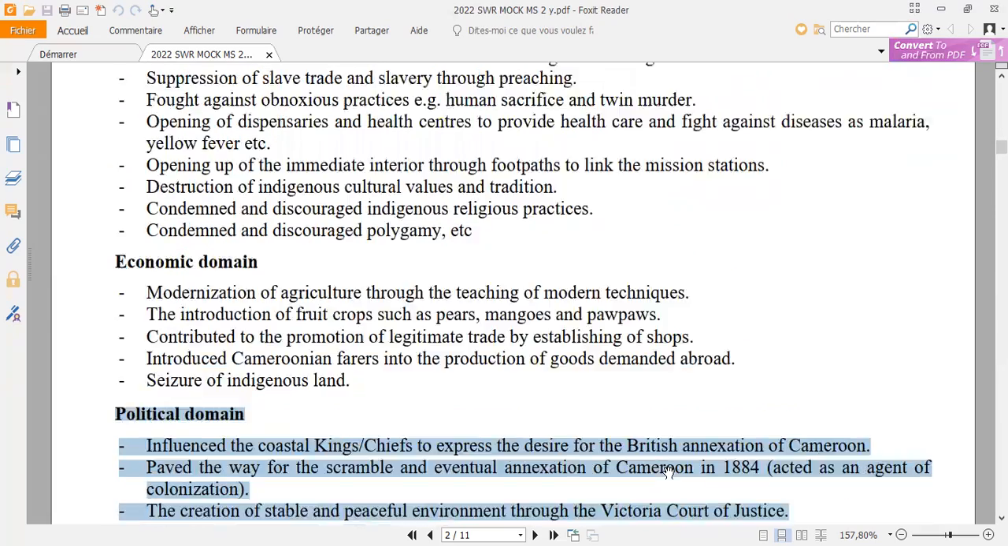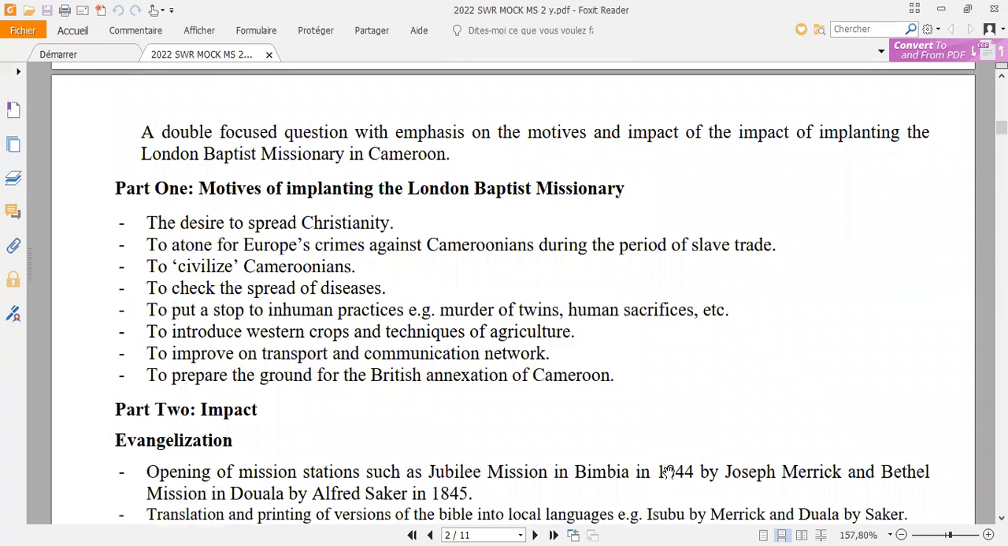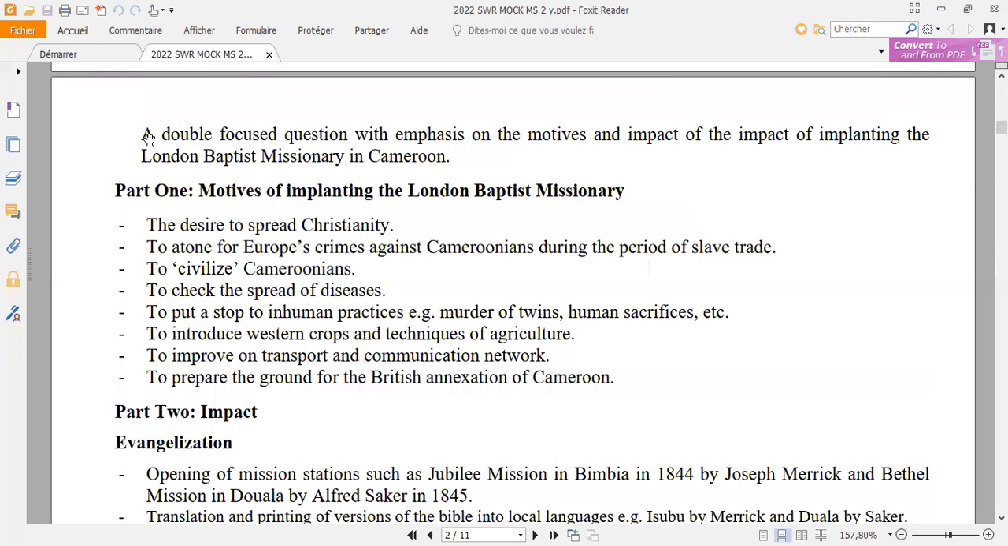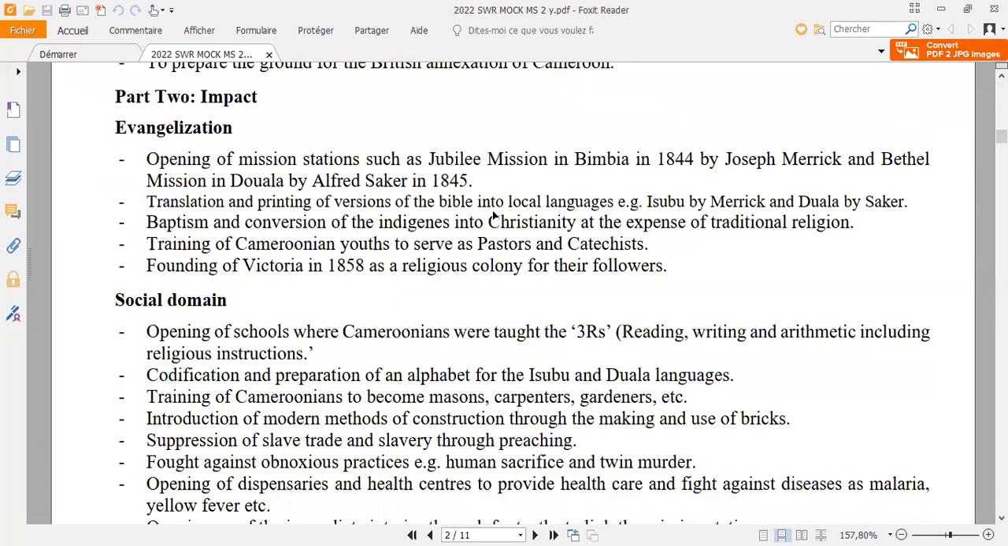Good. This, right, were the reasons for the first part, why the London Baptist Missionary came to Cameroon. Take note, this is the introduction again here. They say it's a two-sided question: focus on the first part, the reasons why the London Baptist Missionary came to Cameroon, and the second part, the consequences of their coming to Cameroon.